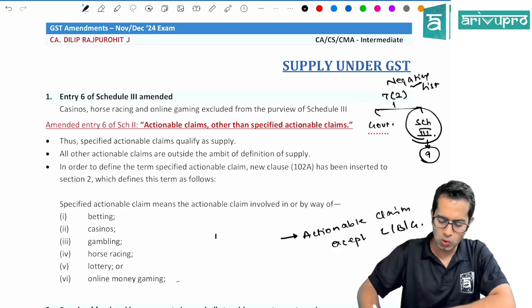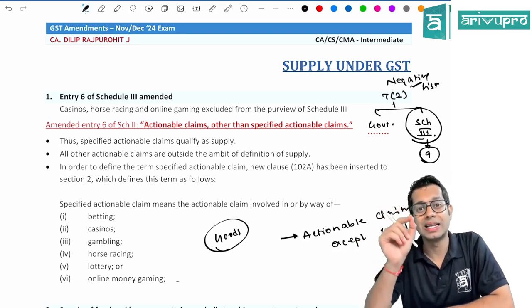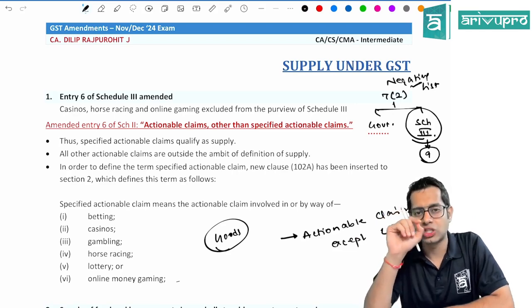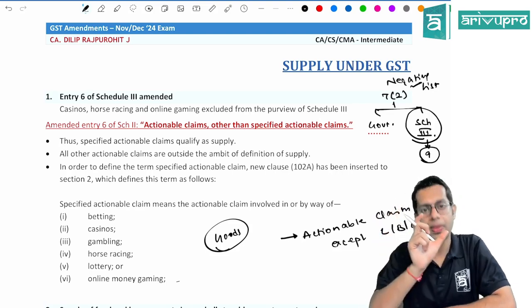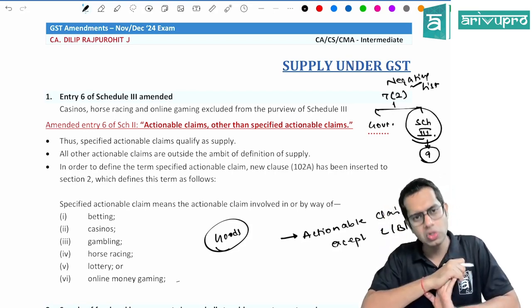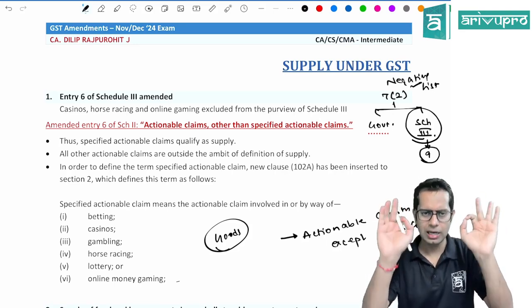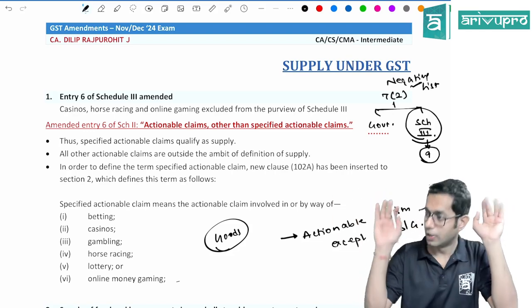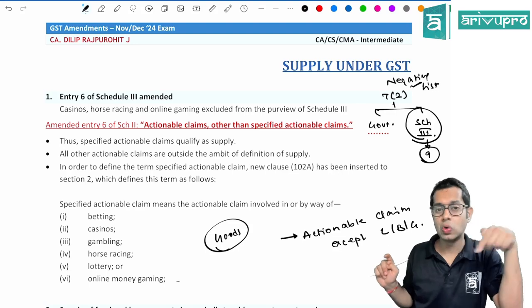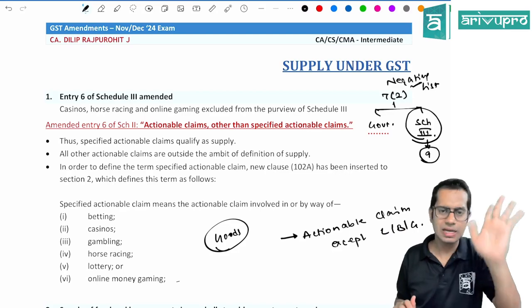Please note, when we see the definition of goods under GST law, it says goods means every kind of movable property other than money and securities, but includes actionable claims. So as per the definition of goods, actionable claims are treated as goods. However, if you are doing any transaction in actionable claims, it will not be treated as supply of goods, nor as supply of services. In simple words, it is not a supply at all. However, if that actionable claim is a lottery, betting or gambling activity, then it will be treated as supply.